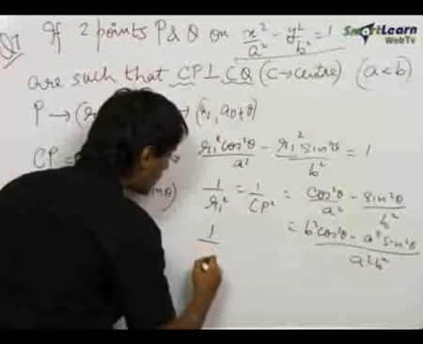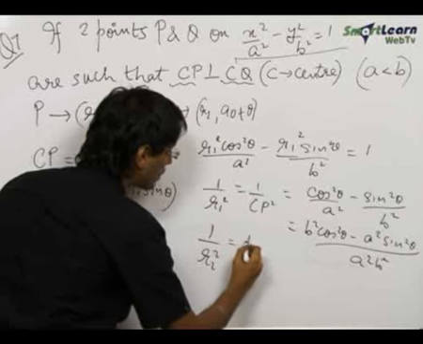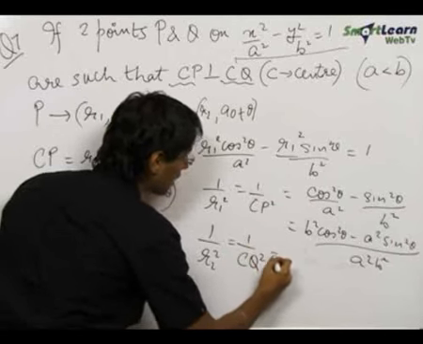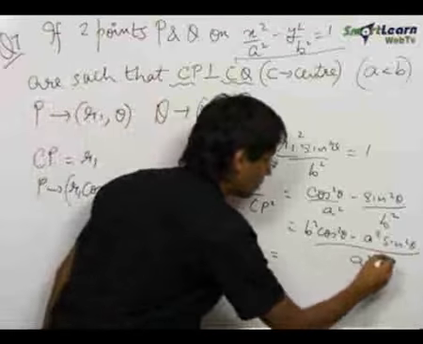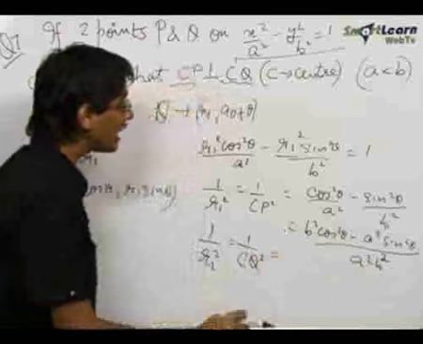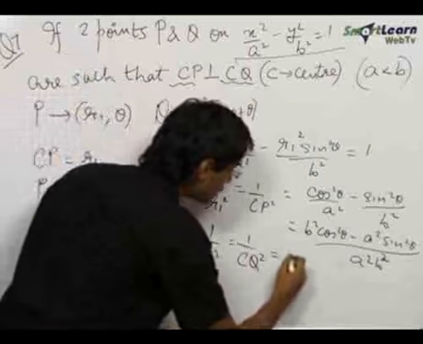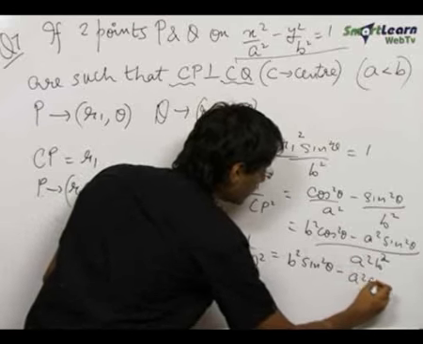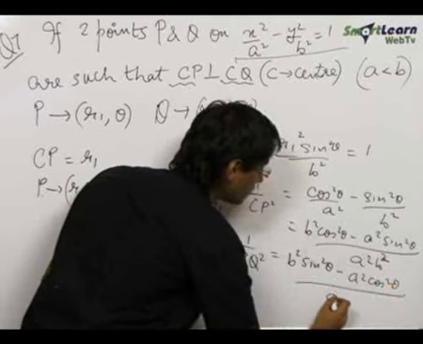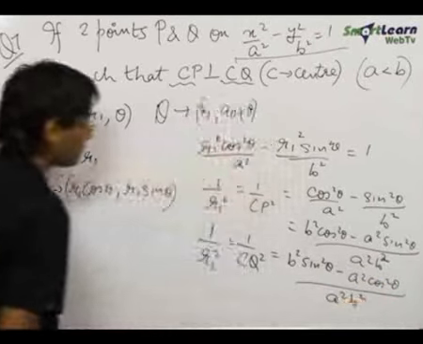Similarly, the value of 1 upon r2 square, or for that matter of fact 1 upon CQ square, can be calculated by just replacing theta by 90 plus theta, because CQ is perpendicular to CP and hence theta will be equal to 90 plus theta in this case. So this becomes b square sin square theta minus a square cos square theta upon a square b square.